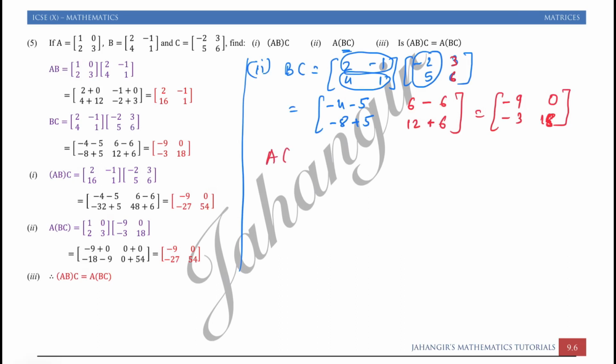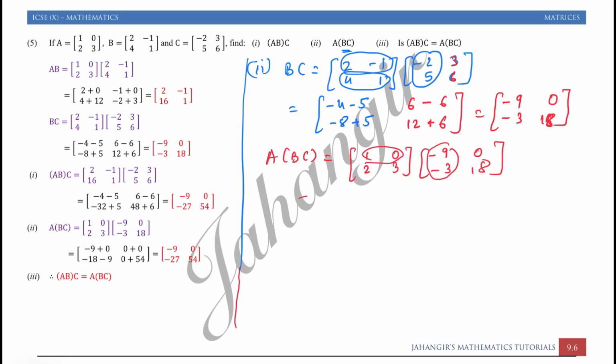Now we have A and then bracket BC. So A is 1 2 0 3 into BC, the one which I got, minus 9 minus 3 0 18. Same way multiplying. We are doing a 2 by 2 matrix, so it's simple. First matrix's number of columns should be equal to second matrix's number of rows. If we have square matrices, then multiplication of matrices always exists. But if we have two matrices of different order, then we have to check. Here we have the same order, so it's not an issue. We will just keep on multiplying.